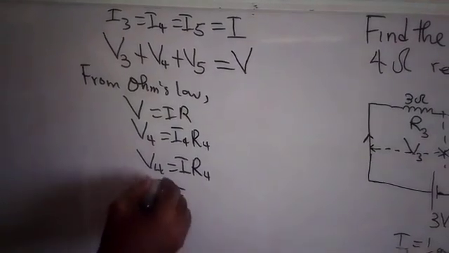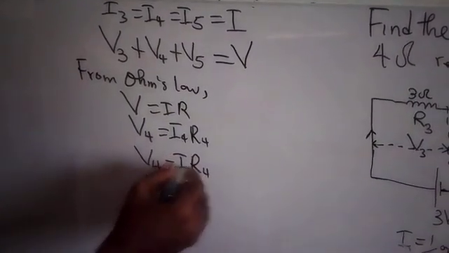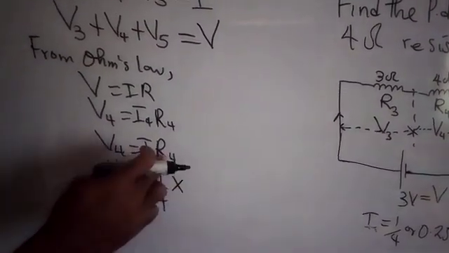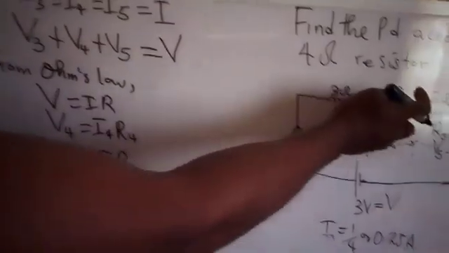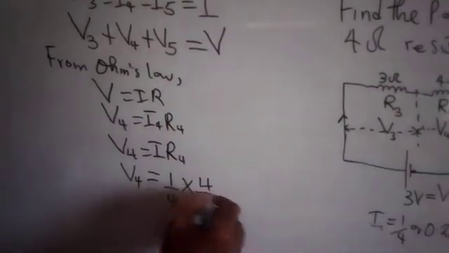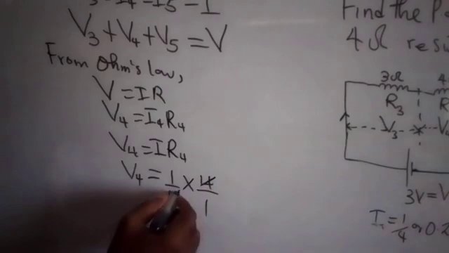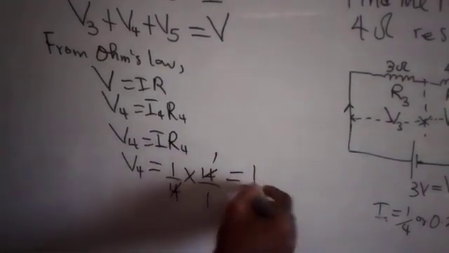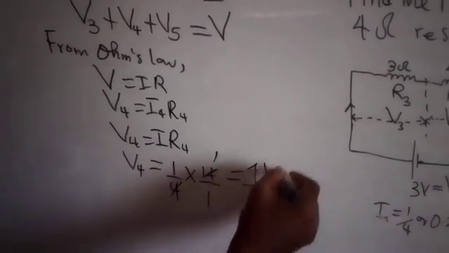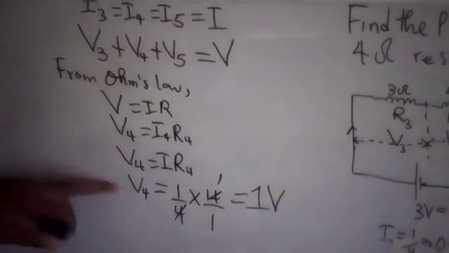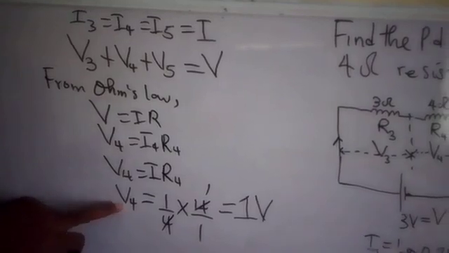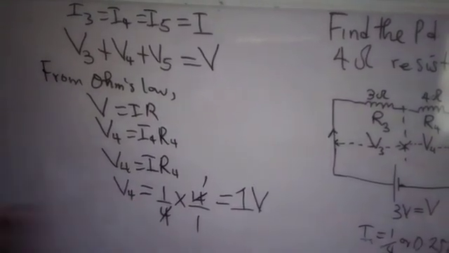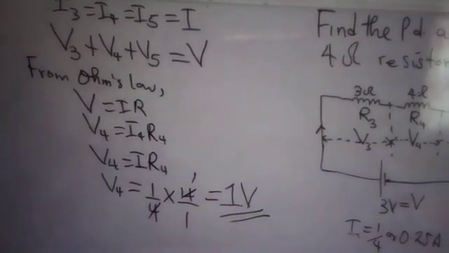So what we can easily do here is substitute. Our total current was 1/4 times R4 is 4 ohms, 4 ohms over 1. This 1 times 1 is 1 divided by 1 is 1 volt. So that is the voltage, the strength of the voltage required to pass current across the 4 ohm resistor. And this is what we're asked to find.